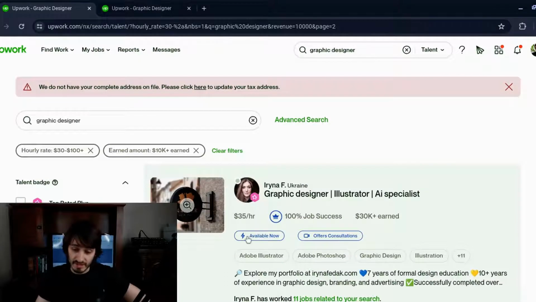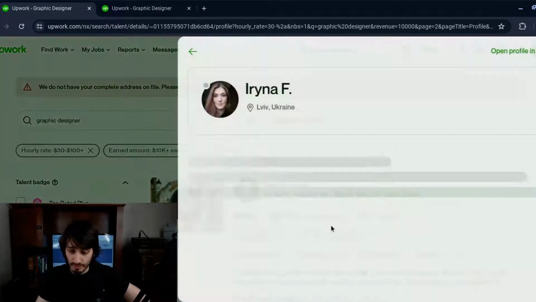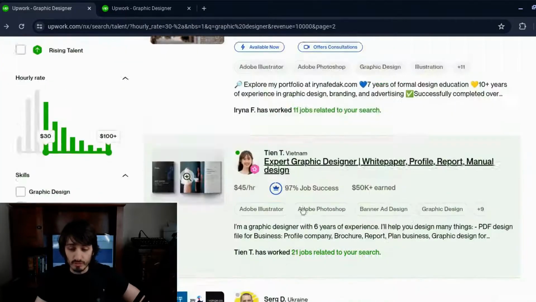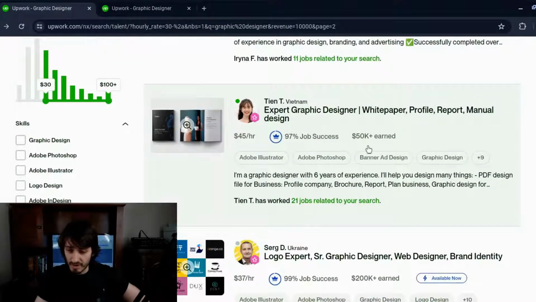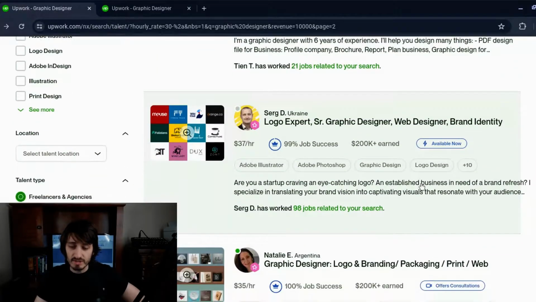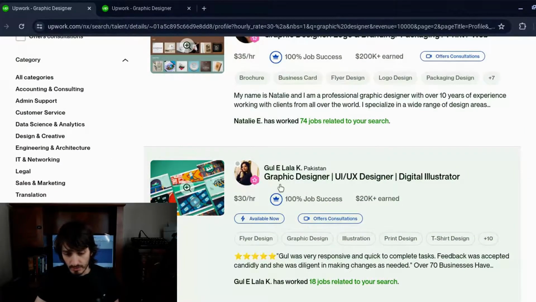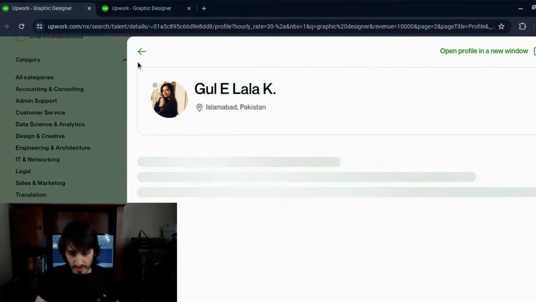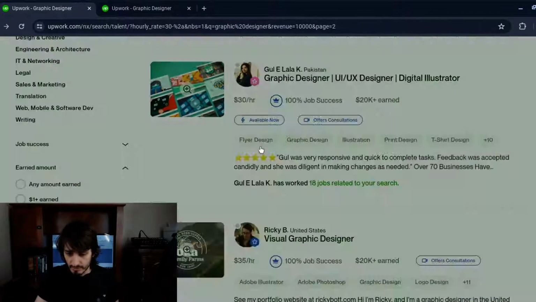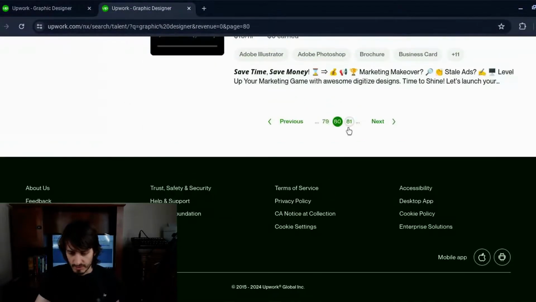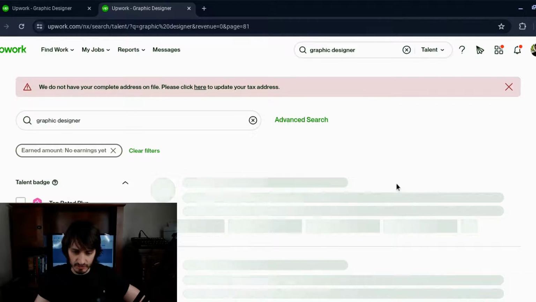Like, you look at this, $35 an hour, 100 success score. This is someone who's doing pretty good. Like, $45 an hour, made more than $50,000. These, $200,000 made, 99 job success score, $37. These people are doing good, right? So let's see. This picture is a bit weird, but it's still functional. Let's keep going with these pictures of people who have not been successful.